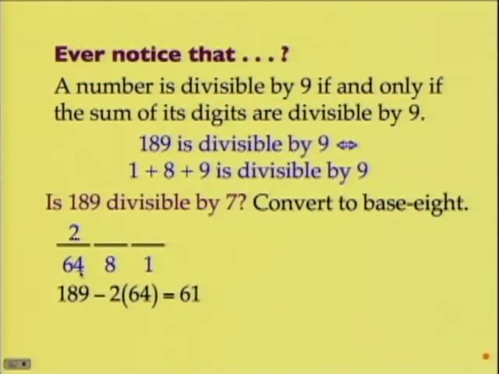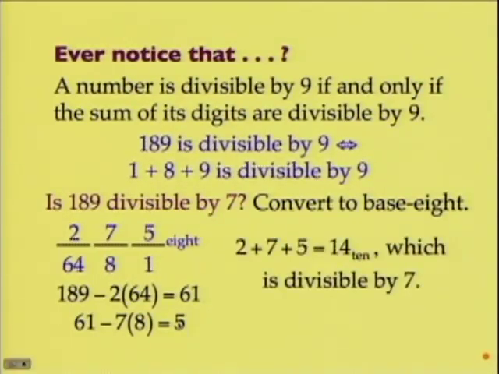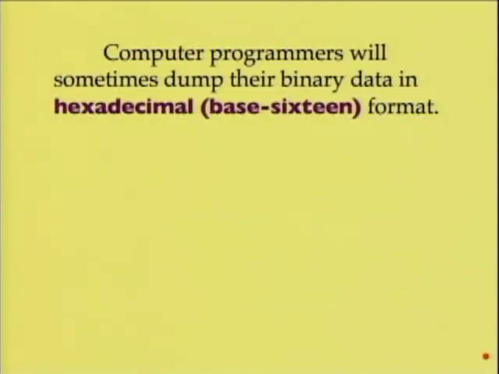That would convert into 2, subtract 2 64s, I'm left with 61. 7 times 8 goes into 61, and I was left with 5. And then if I add up those digits, 2 plus 7 plus 5 is 14, and that's divisible by 7, which, yeah, that number is divisible by 7. So that's a nice little way to do some divisibility tests.